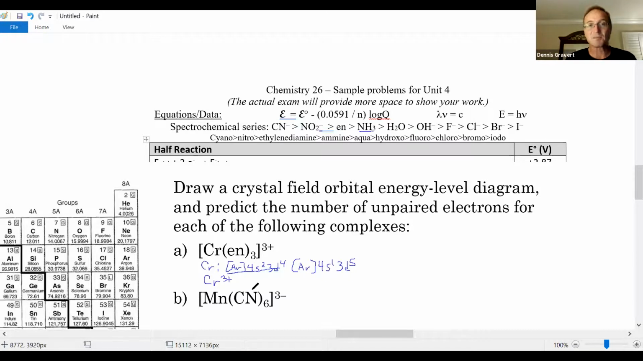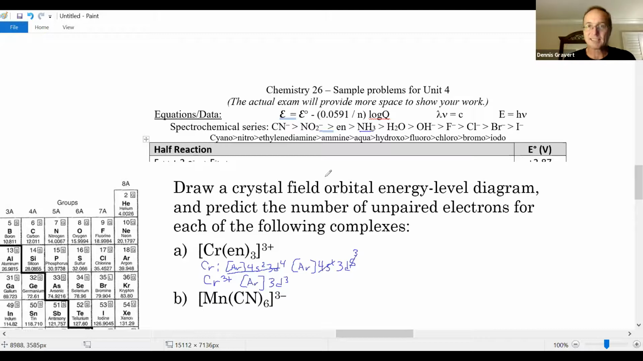That means the chromium is carrying all that charge. So lose 3 electrons. So take away the s electron and 2 more. And now we have the electron configuration. It's 3d3. Cool.